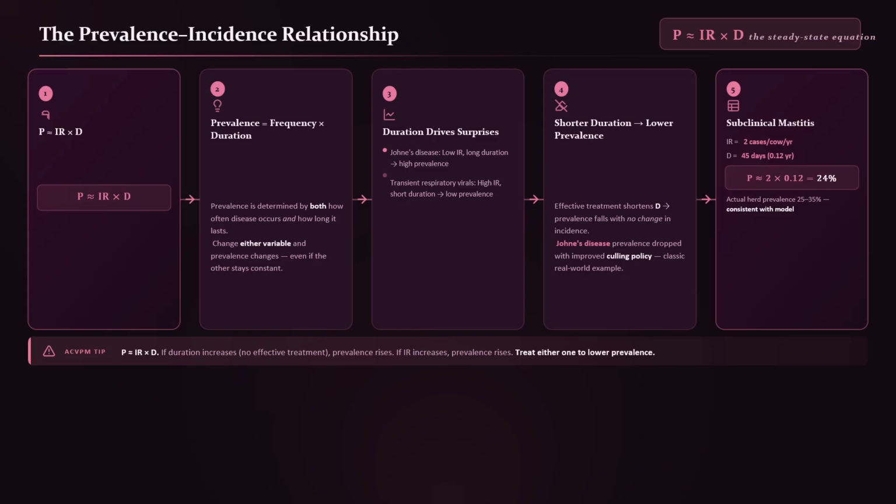That's 0.12 of a year. Multiply them. 2 times 0.12 gives you roughly 24% prevalence. And notice the real world herd prevalence runs 25 to 35%, so our simple model lands right in the ballpark. That's a nice gut check. Here's the part I really want to stick.